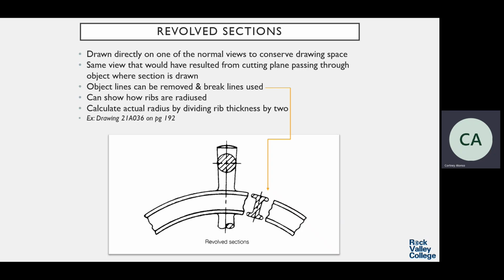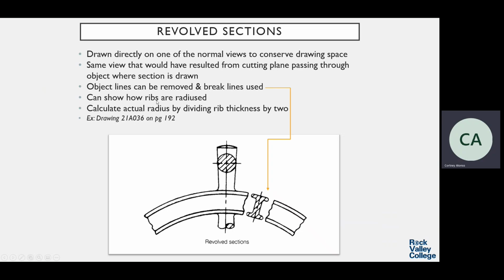So it's the same view that would have resulted from a cutting plane line passing through the object. Imagine I'm drawing that cutting plane line here, and instead of drawing it outside as a section view, I'm drawing it right in where it would be, and then I'm drawing the break lines here, which are short break lines, as to where it goes. This part could be several inches longer, but they cut that off, one, to save space, and two, it's honestly just a waste of space because you can show so much more information by removing that and just showing you a section view there.